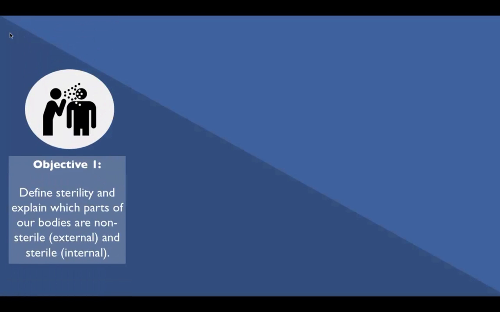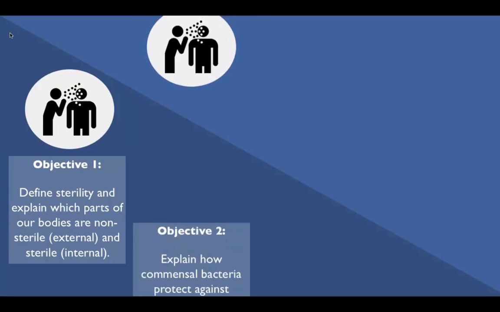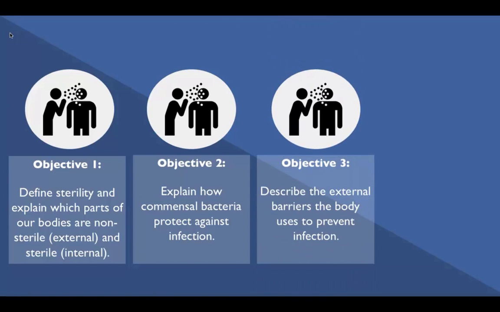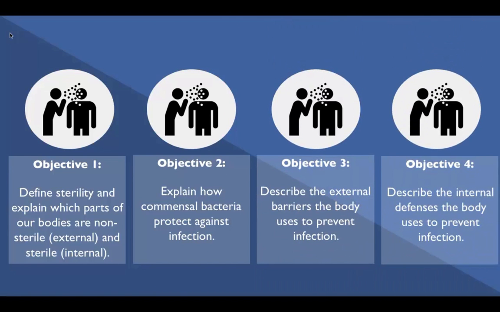At the end of the lesson, the students should be able to define sterility and explain which parts of our bodies are non-sterile and sterile, explain how commensal bacteria protect against infection, and describe the external and internal barriers and defenses the body uses to prevent infection.